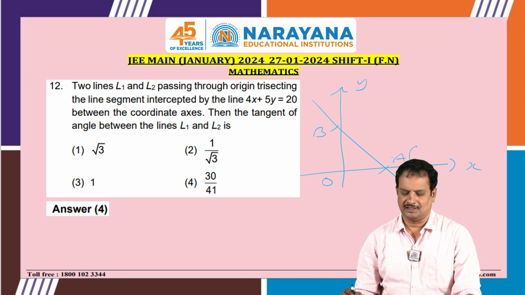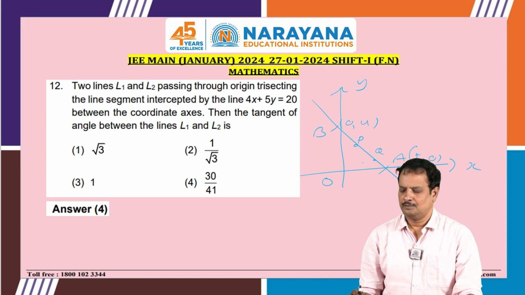What are the coordinates of A there? Okay, here it's very clear. It's (5, 0). This is (0, 4). There will be 2 points here, which are points of trisection for the portion of the line intercepted between the axes. What is the portion of the line intercepted between the axes?